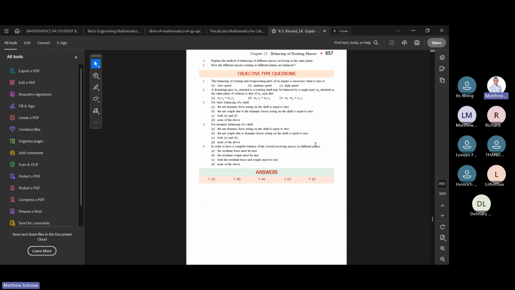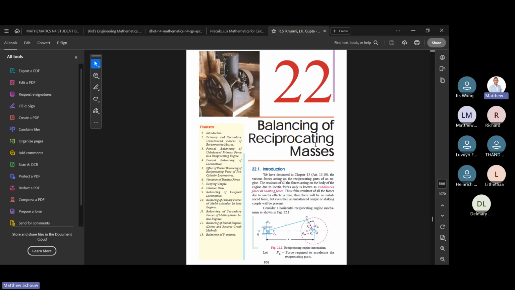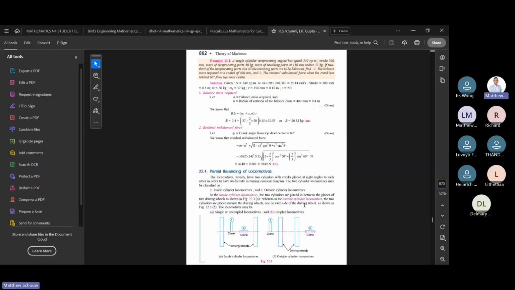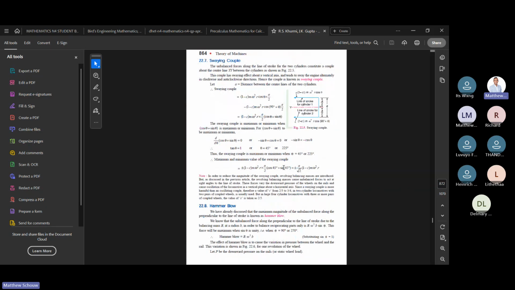The element of centrifugal force. I think you guys do this in N6. And this is reciprocating masses in this case, like your pistons, making sure that's balanced out. Again, there are a few trick relations you can actually see over here.